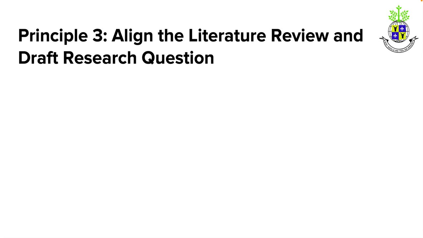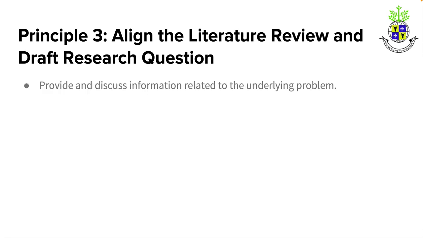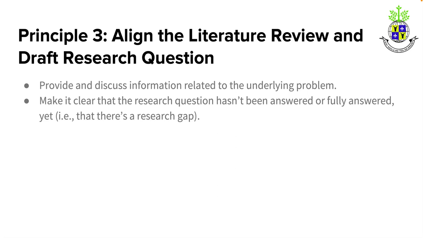Principle number three is to align your literature review with a draft research question or research questions. What is it that you're specifically trying to answer? And make sure that your literature review is focused towards that goal. You want to make sure that you're providing and discussing information that's related to the underlying problem. You want to make it clear that the research question that you're trying to address hasn't been answered or hasn't been fully answered yet, which could mean you found something where they looked at one school in Tana, but not at things in all of Antananarivo or in the larger Analamanga region.